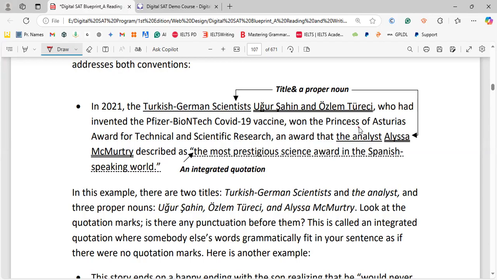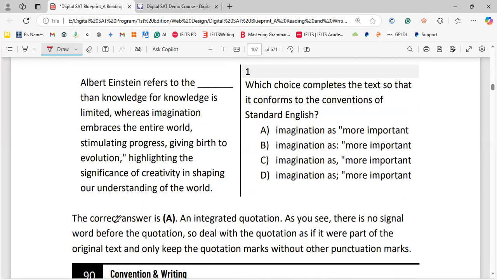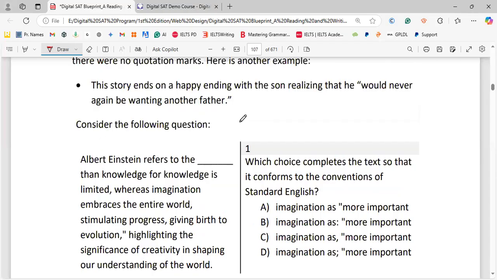So as you see here, analyst, title, Alicia, proper noun, Turkish-German scientists, title, Ugur Sahin, proper noun, McMurtry, described as, is not a signal phrase. The most prestigious science award in the Spanish-speaking world. So here, we don't have a comma. We don't have to add anything because simply this is not a signal phrase. Okay? Now, answer number 1, please. You have a minute. Go.